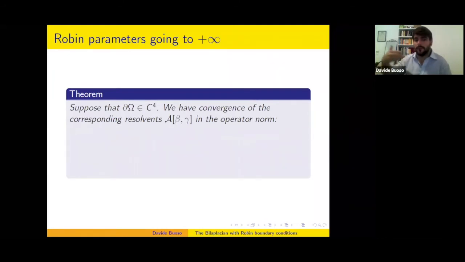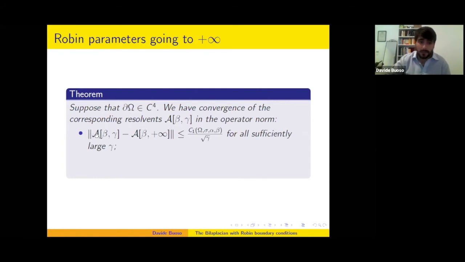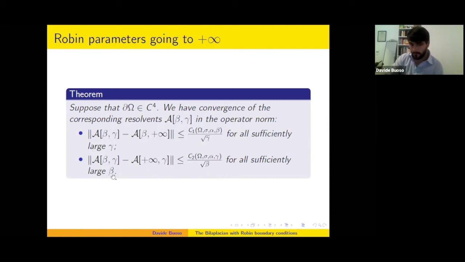And in particular, if we have more regularity of the boundary, say that the boundary is C4, then we can prove also convergence of the corresponding resolvents, meaning that we have also this rate. We do not think that this rate is optimal, but this was, let's say, a first attempt. This is when gamma goes to plus infinity for finite beta, and this is when beta goes to plus infinity for finite gamma. Meaning that this is, say, the equivalent for the first case in the previous theorem, and this is the equivalent for the second case of the third theorem.